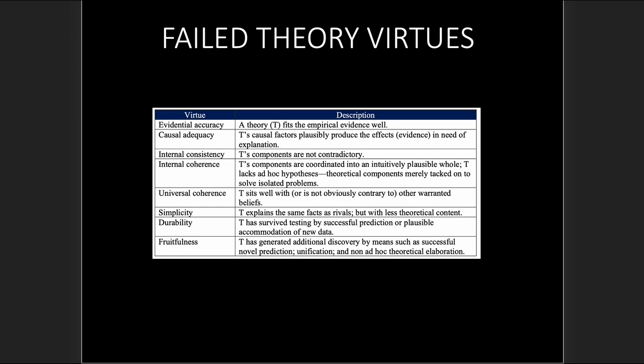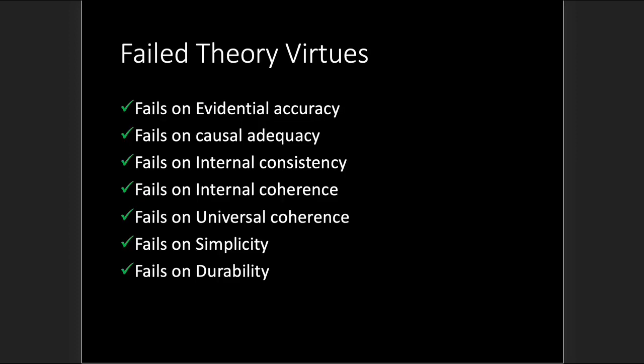Simplicity, no, this is where it really falls down. You lose all simplicity. The theory is violating Occam's razor, losing parsimony. It's becoming incredibly more complicated. It's definitely losing the virtue of simplicity. Durability, no, the theory fails on yet another prediction. I think fruitfulness is the only virtue here where it gets a pass. So again, fails on evidential accuracy, causal adequacy, internal consistency, internal coherence, universal coherence, simplicity, and durability.